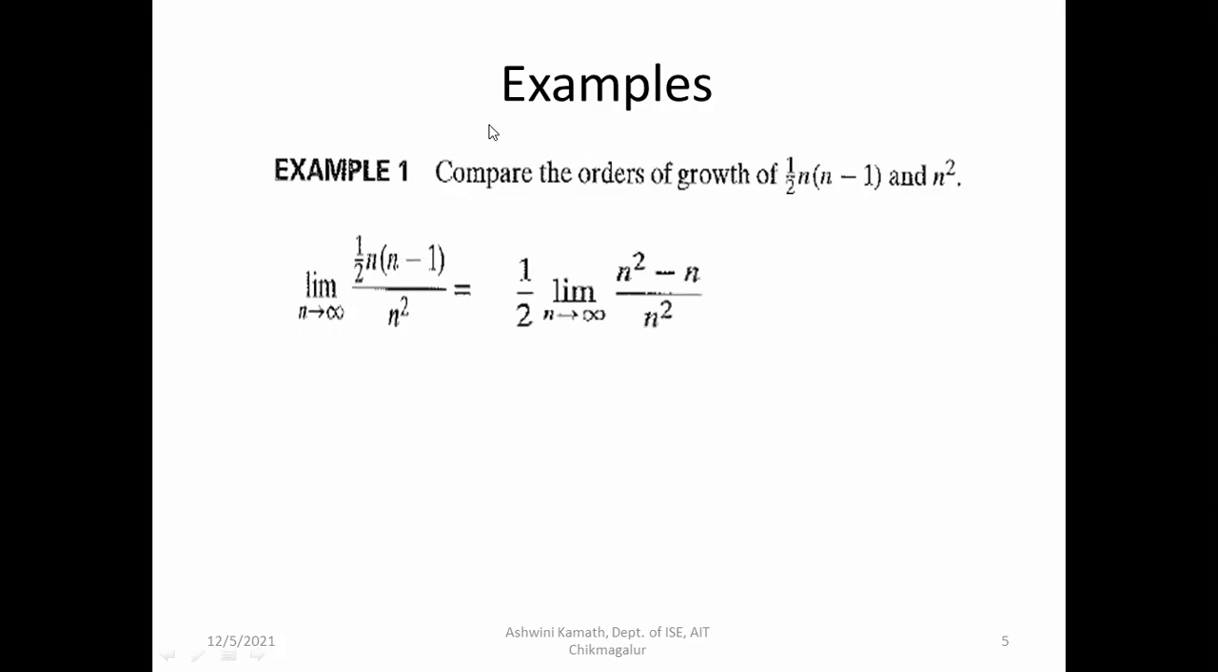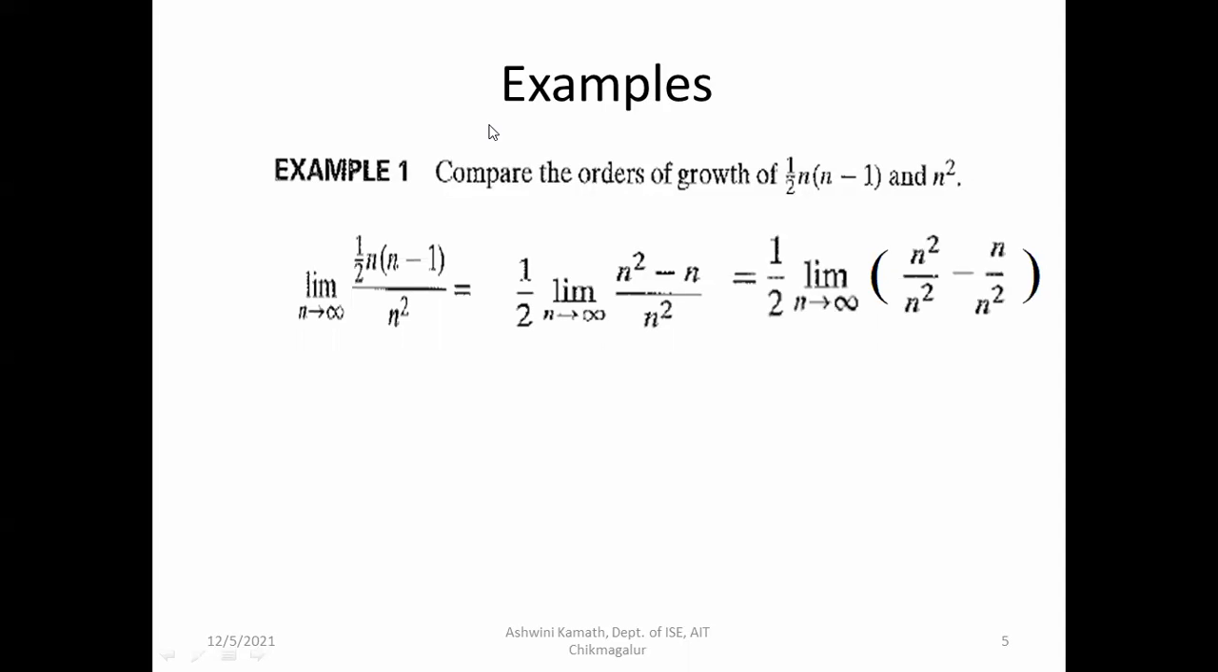Which is equal to half into limit n tends to infinity n square minus n divided by n square. So take that constant half outside because it doesn't depend on the value of n. Remove it and take it outside. So n into n minus 1 is n square minus n, divided by n square.